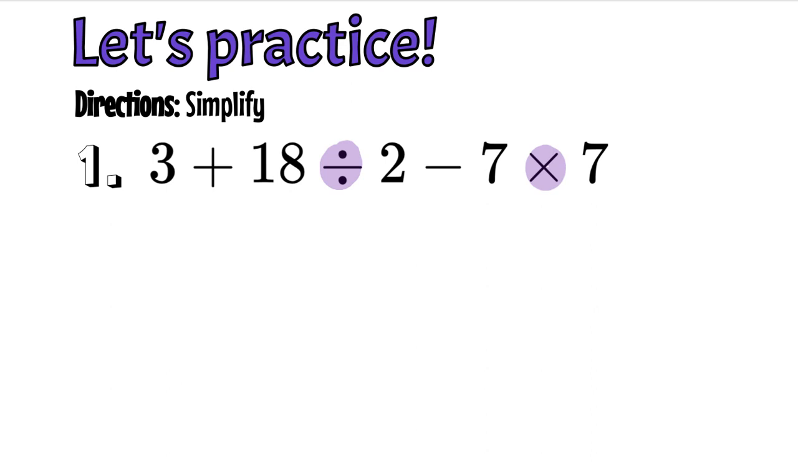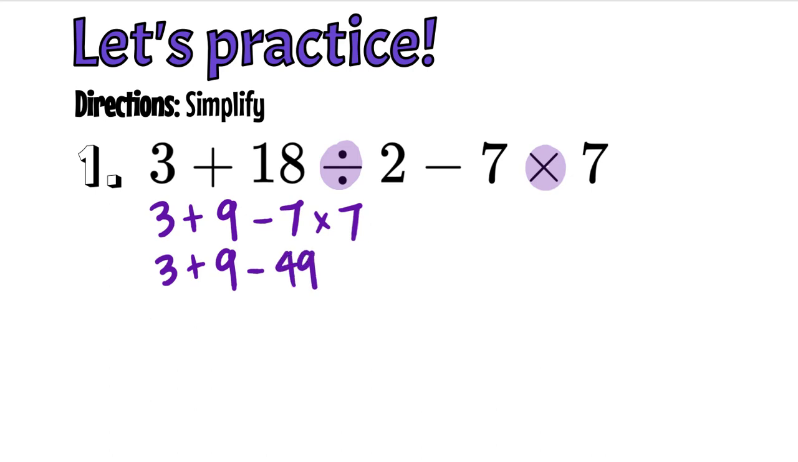18 divided by 2 is going to simplify to 9. But what we have to do is remember to rewrite everything else in our expression that we did not simplify. So we have 3 plus 9 minus 7 times 7. And then I said we're going to simplify our multiplication, right? Because that came next in our order of operations. So I'm going to rewrite everything that we're not simplifying. So I'm going to rewrite my 3 plus 9, and we're going to subtract our 7 times 7, which is 49.